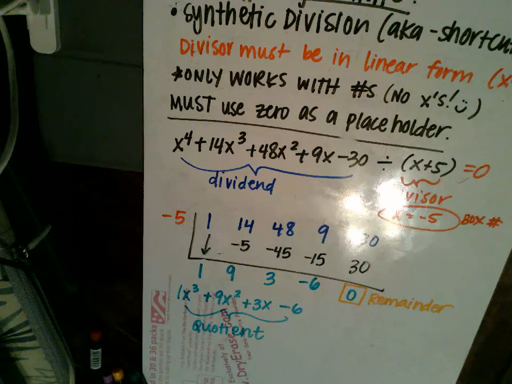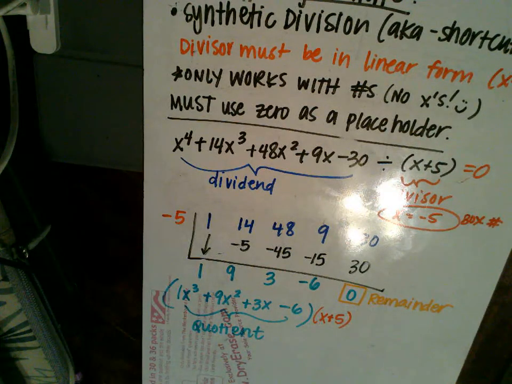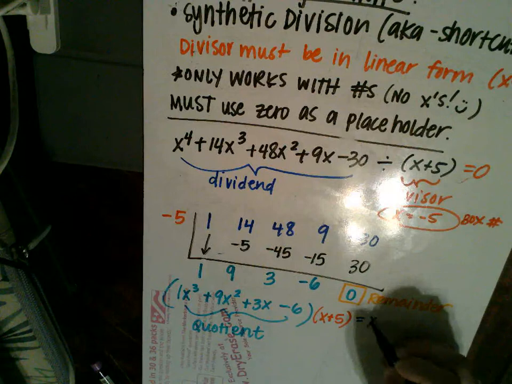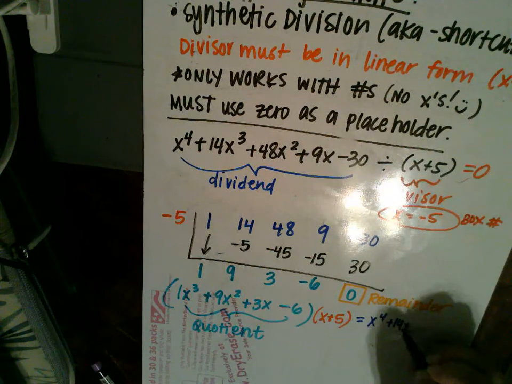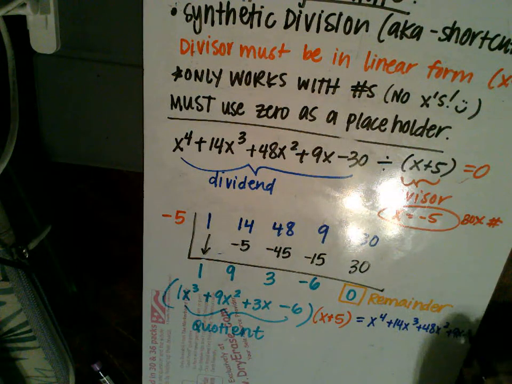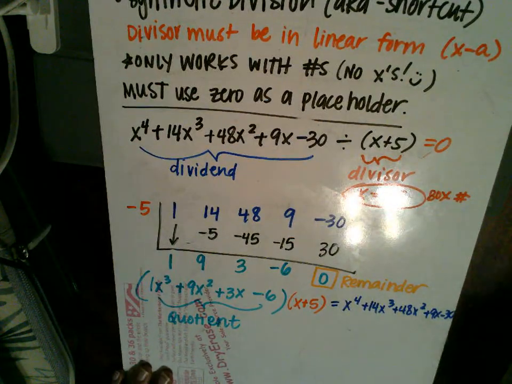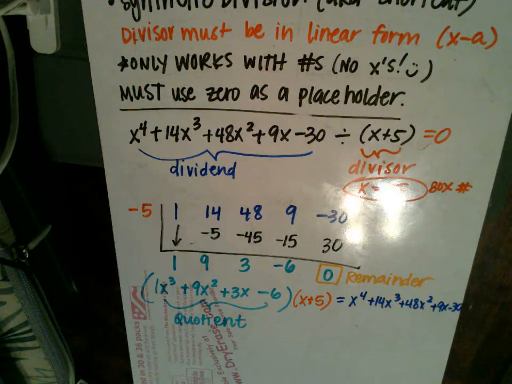So I would say that my quotient times x plus 5, my divisor, is equal to my dividend, which was x to the 4th plus 14x to the 3rd plus 48x squared plus 9x minus 30. And I could verify that by checking my polynomial multiplication, but since the remainder is 0, I know that will be true.